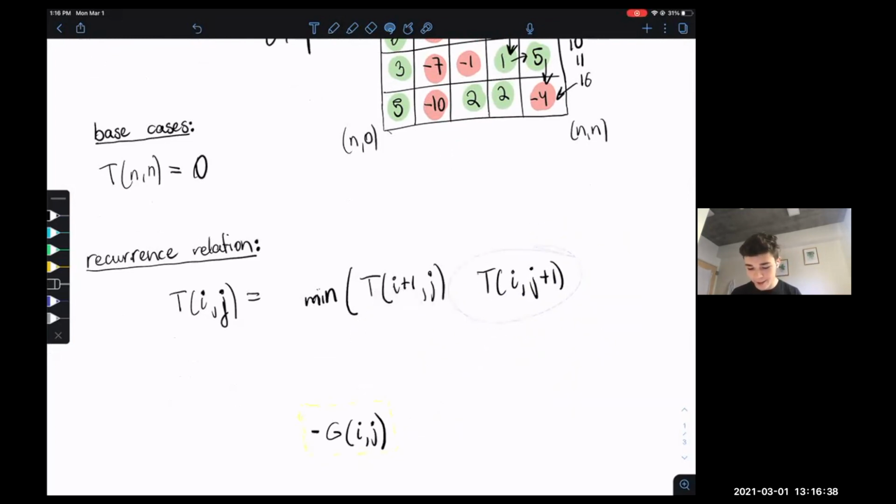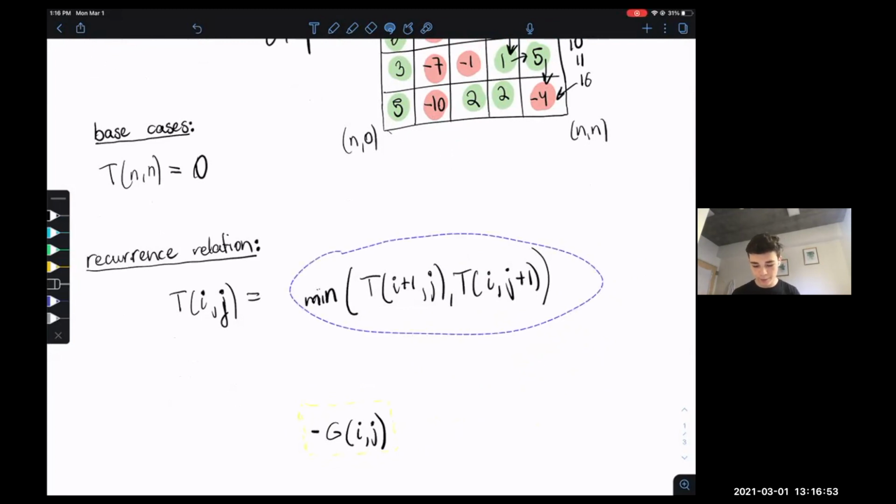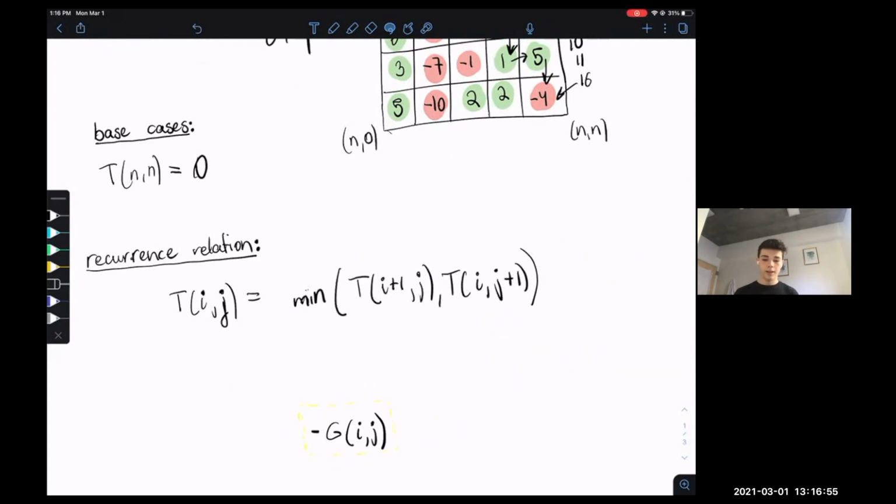Generally, when solving these DP sort of subproblems, this is the way I work through it. I write down all the terms I'm going to need, and then I work through how I'm going to piece together the puzzle to get to the final recurrence relationship. So we know that the min of the T's is going to be how many coins we need to start at from those cells, and negative g_ij is going to be how many coins we need to start at our cell.